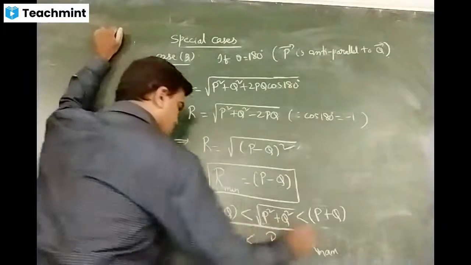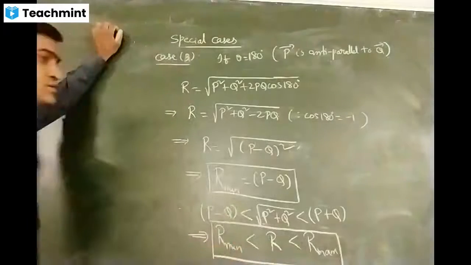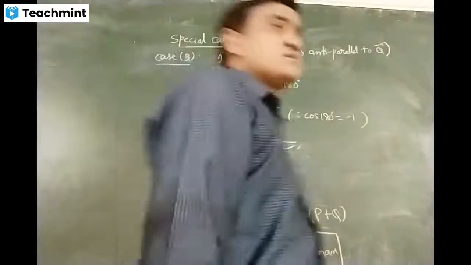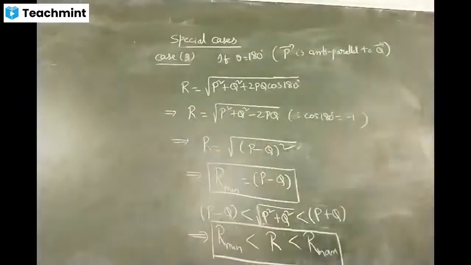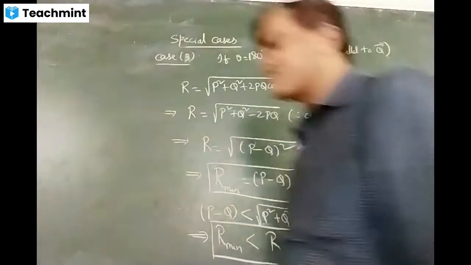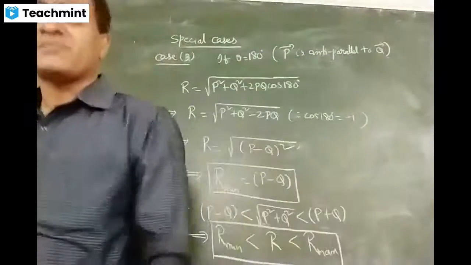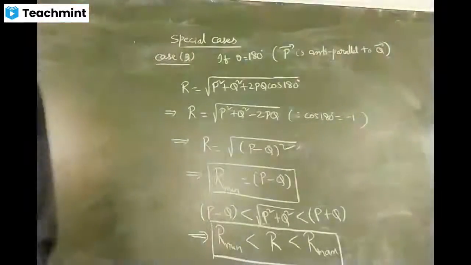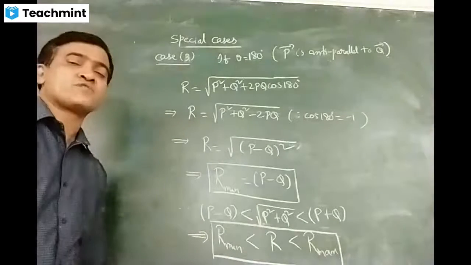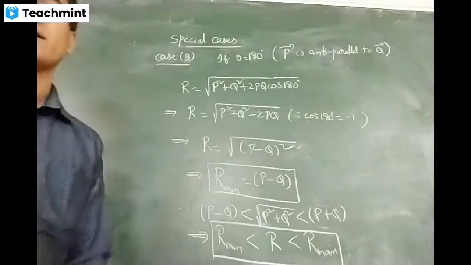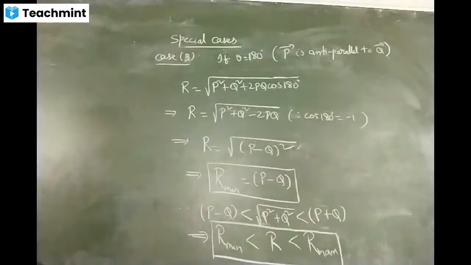This is how we do it. We are just comparing for which angle the magnitude of resultant is minimum, for which angle the magnitude of resultant is maximum, and for which angle the magnitude of resultant lies between minimum and maximum.